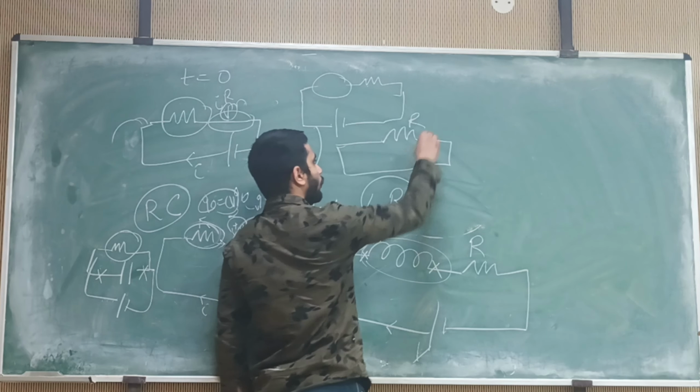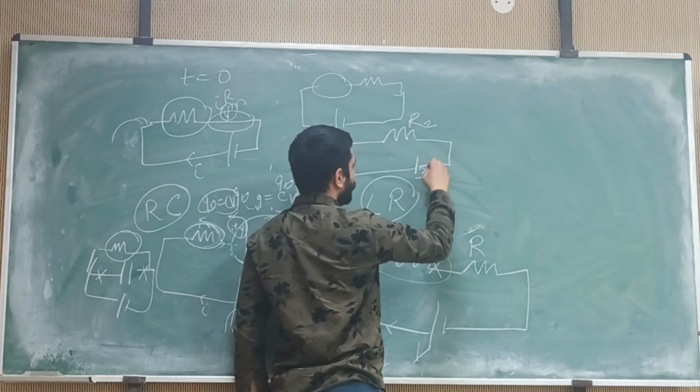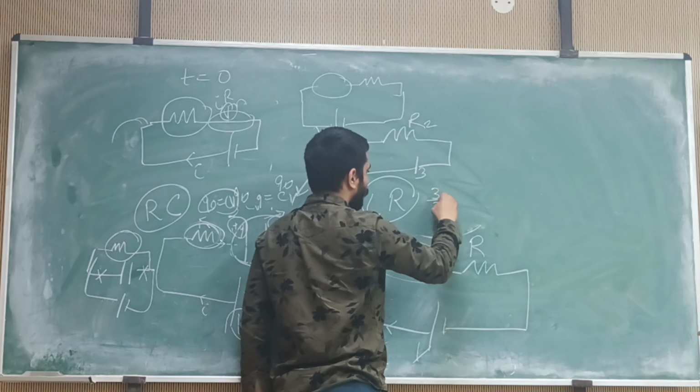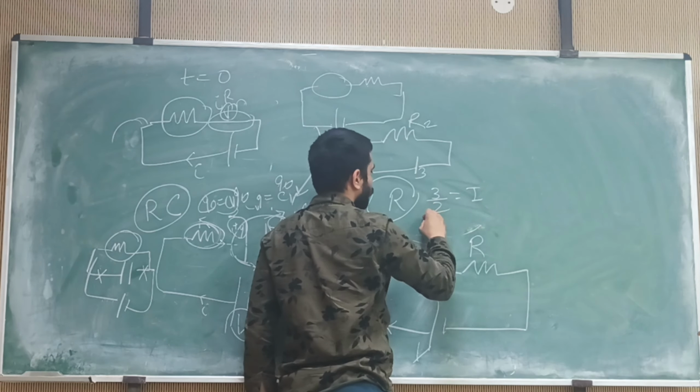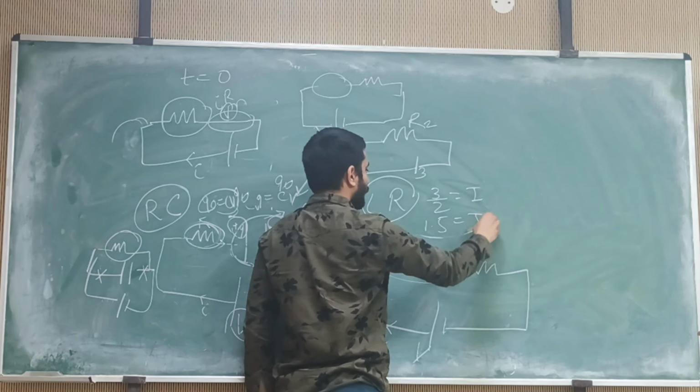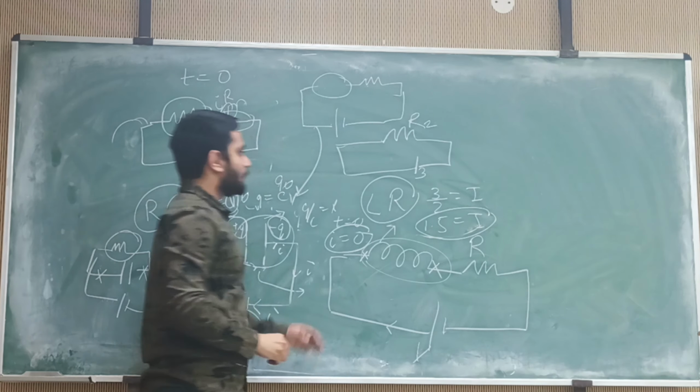Suppose that this is 3 volt and this is 2 ohm. So V is equal to IR. So V by R, 3 by 2, is equal to I. So at time t equal to infinity, 1.5 ampere will be the current in this circuit.